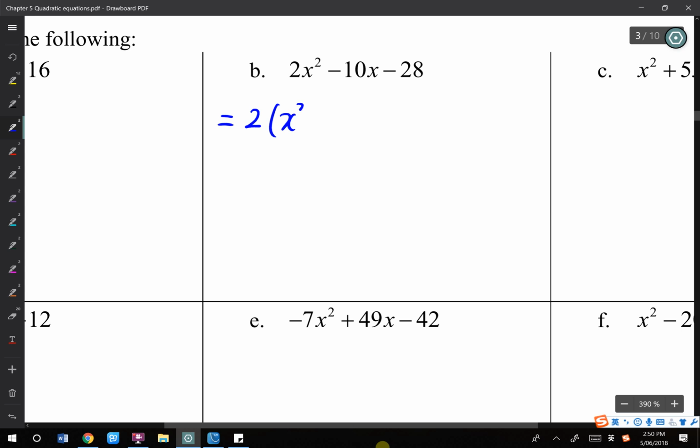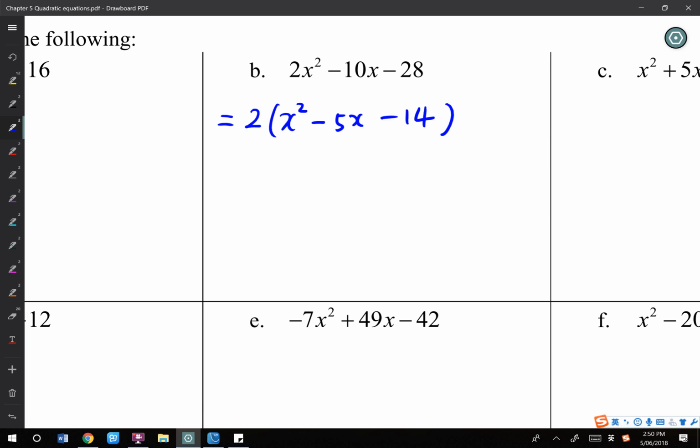That's 2x squared minus 5x minus 14. That's always our first step. Doesn't matter what other method we're trying to do after that. Common factor is the easiest thing, but the first thing to think about for factorization. So we took the 2.